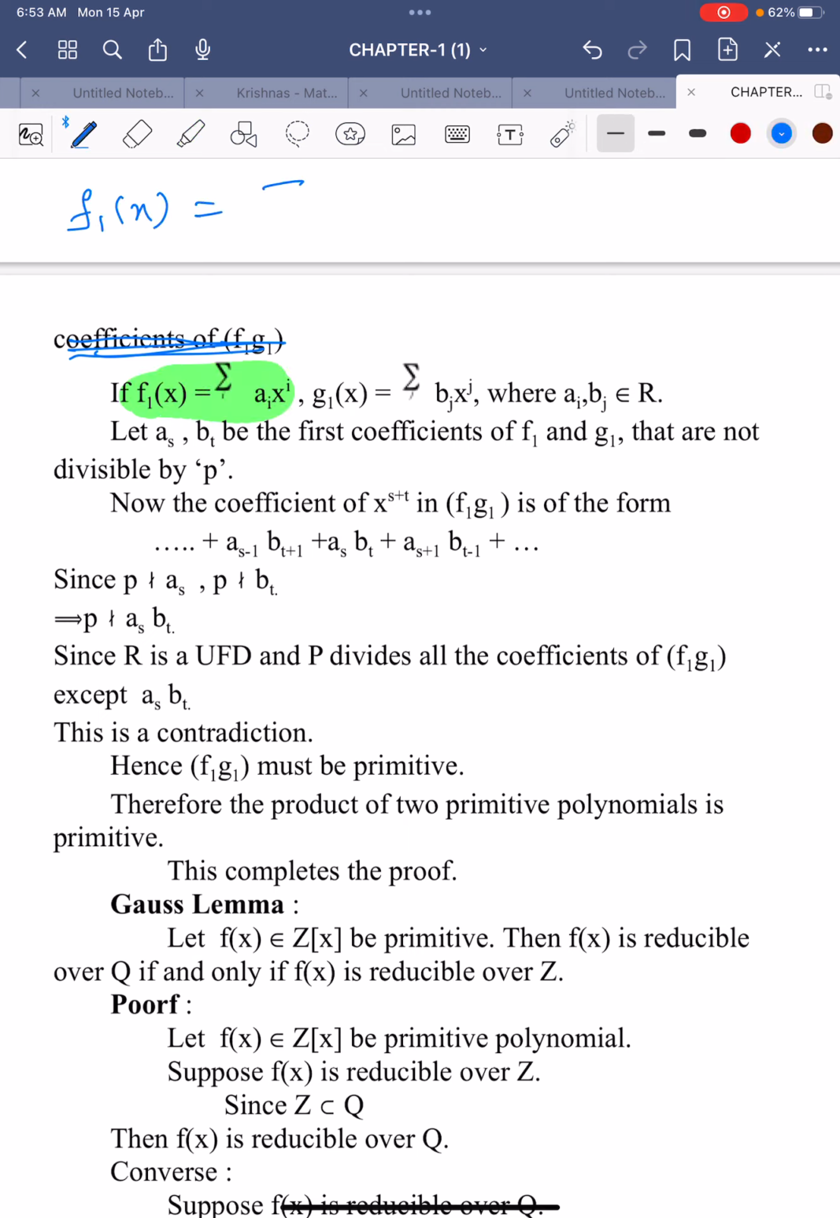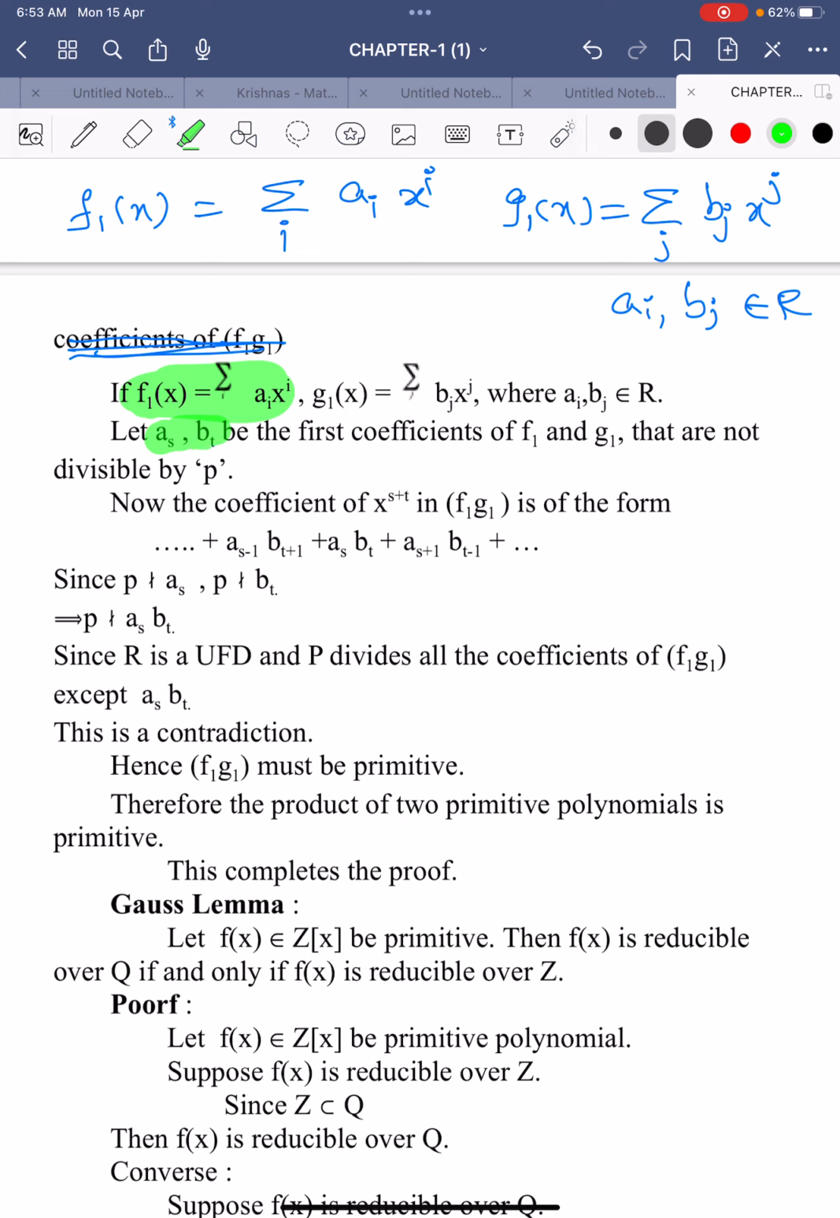Now f1 of x can be written like this: f1 of x is equal to the summation over i of ai x power i, and similarly g1 of x is equal to the summation over j of bj x power j, where ai, bj belong to the ring capital R. Let as and bt be the first coefficients of f1 and g1 that are not divisible by p.